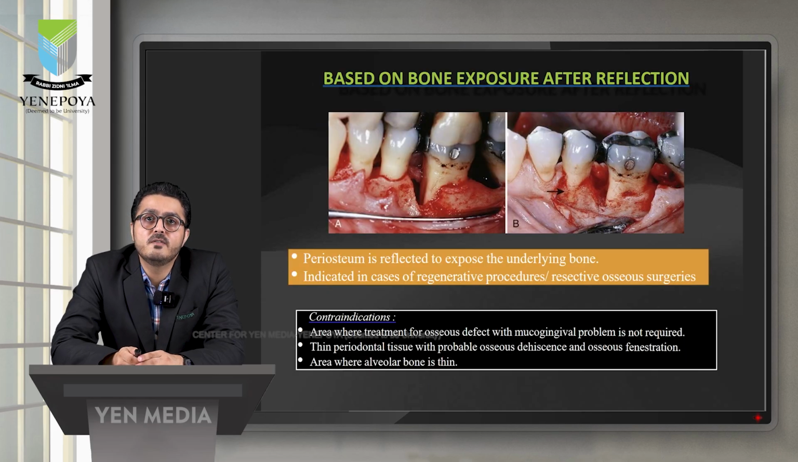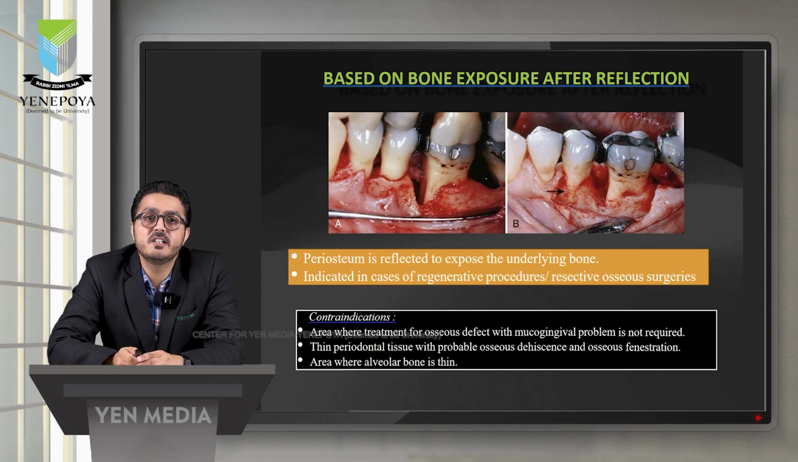Okay, coming to the full thickness flap, that is one of the classifications of the flap based on the exposure of the root surface. As the name suggests, the full thickness of the tissue is elevated or reflected. Here the periosteum is also reflected to expose the underlying bone, which is indicated in case of regenerative procedure or resective osseous surgery. Basically, this type of flap is reflected whenever we need to access the bone, whenever we need to perform a surgery or a procedure which involves the alveolar bone. It is where this kind of flap is indicated.